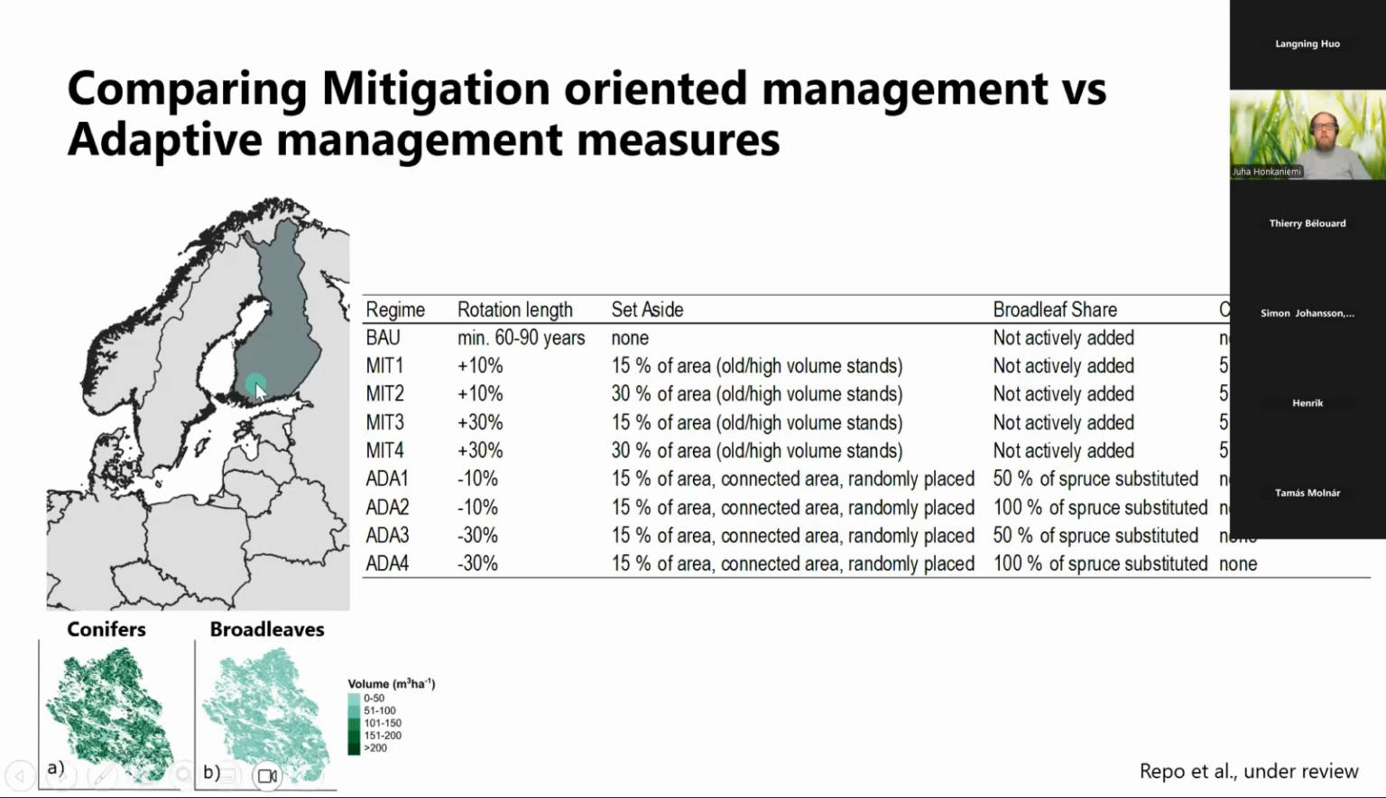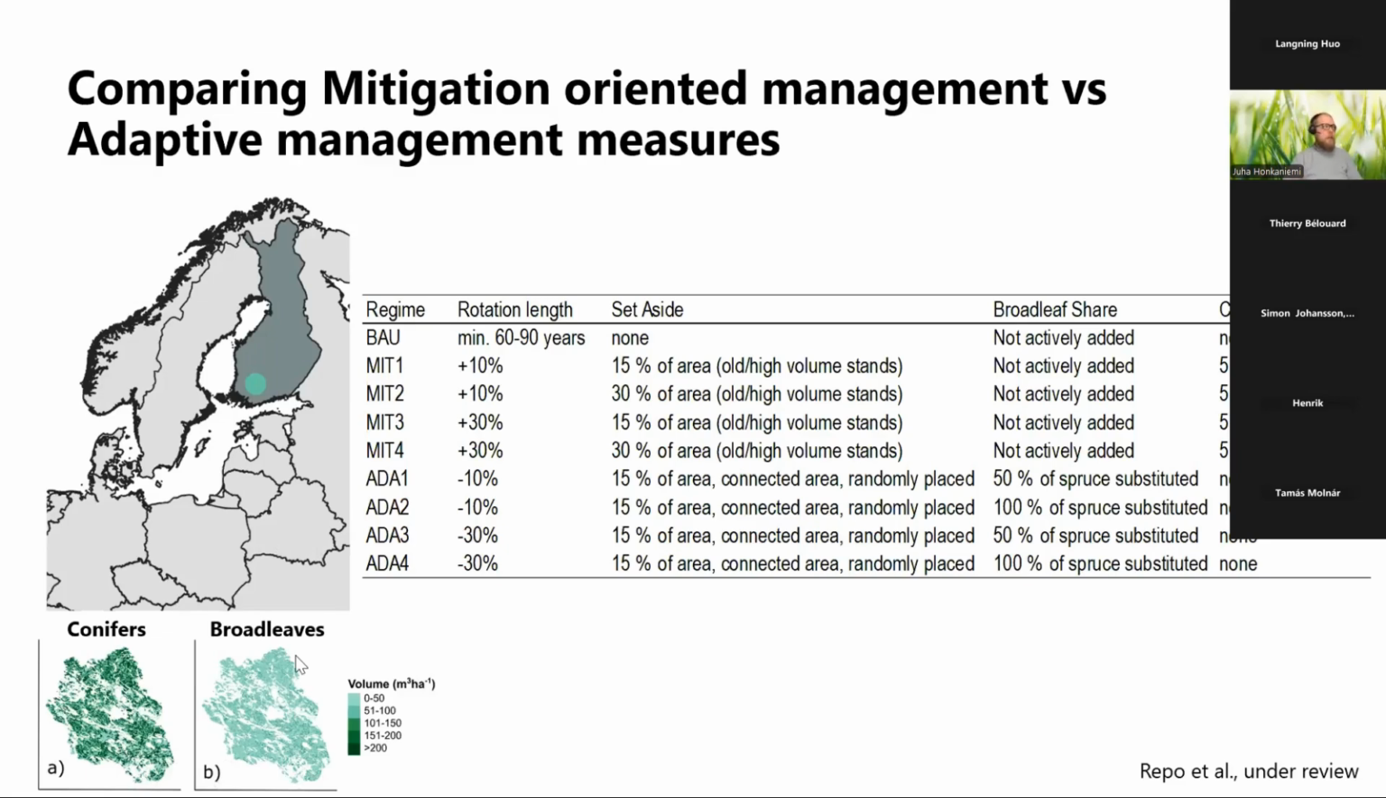And here on the left, you can see that we are located in southwestern Finland with our southern boreal landscape, still dominated by conifers, mostly Norway spruce, with some pine and birch in the mix.